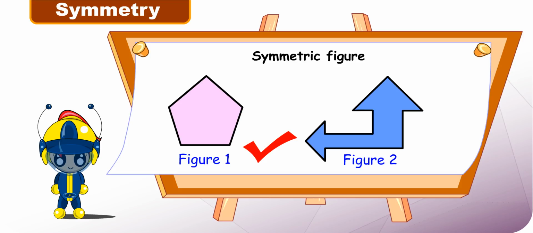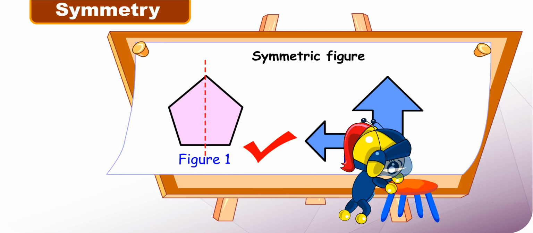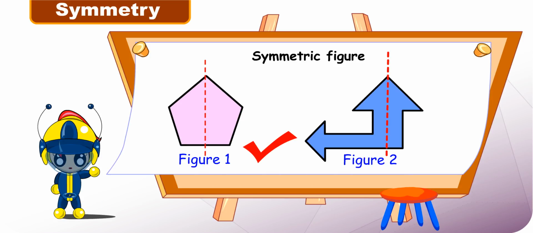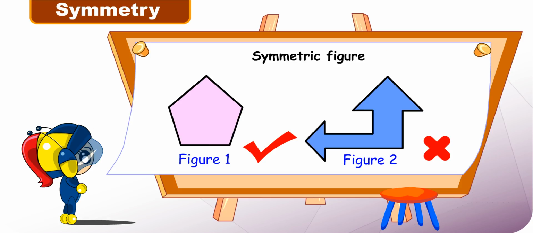How did you know that figure 1 is a symmetric figure? The two halves match when I fold along this line. Let me show you. That's right. What about figure 2? Look, I still can't do it. I seem to be unable to fold it into half with the halves matching. So what does that tell you? Figure 2 is not a symmetric figure. Yes, very good.